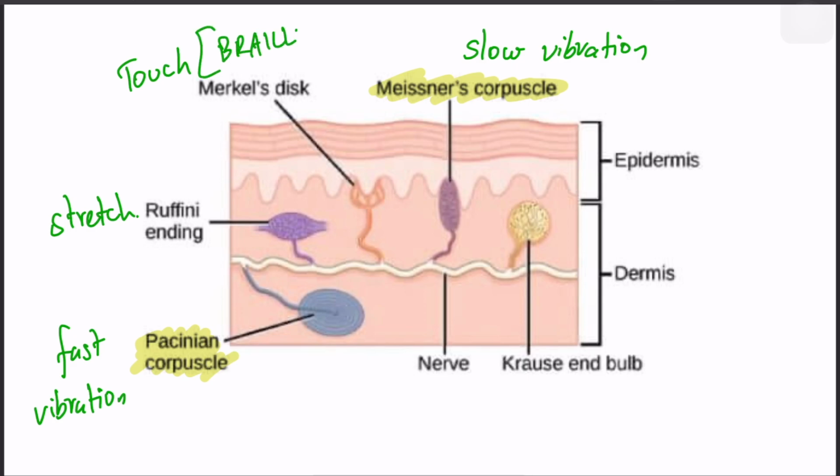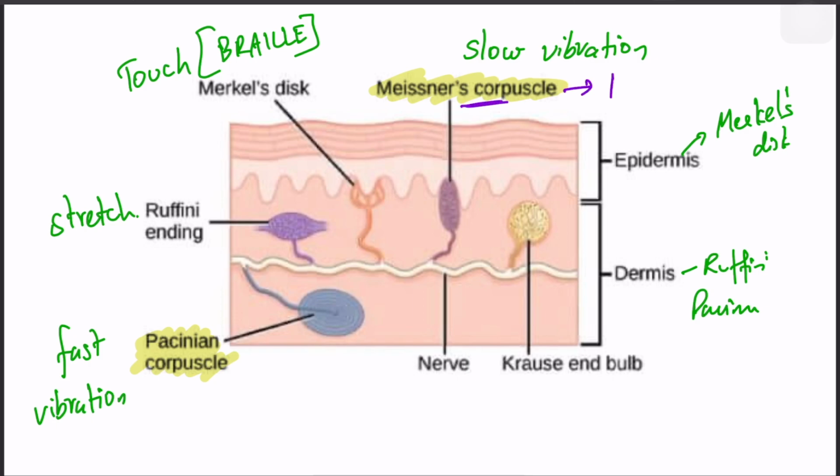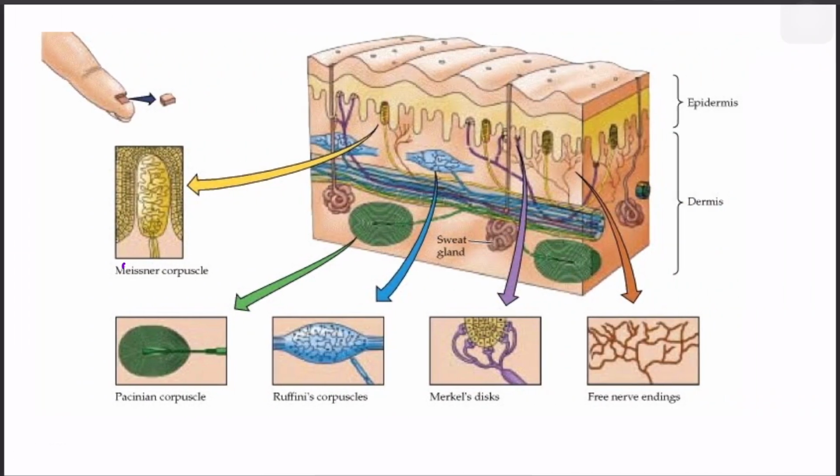Braille, which blind people use to read, is mainly associated with Merkel's disc. And also remember the location. In the epidermis, Merkel's disc is seen. The Ruffini and Pacinian corpuscles are seen in the dermis. Where is Meissner's corpuscle present? Dermal papilla. One more diagram I will show. Meissner's corpuscle is seen in the dermal papilla. Pacinian is seen in the dermis. Ruffini is also seen in the dermis. Merkel is seen in the epidermis itself. Okay. And free nerve endings are for pain.